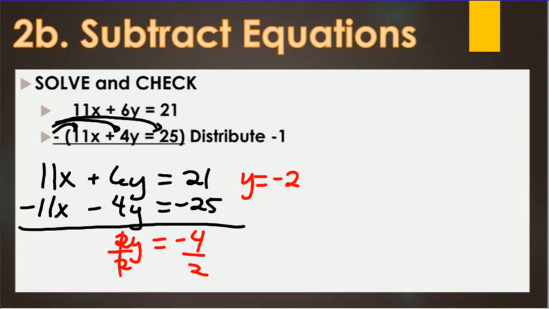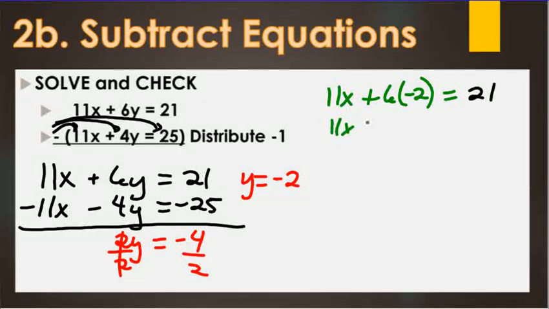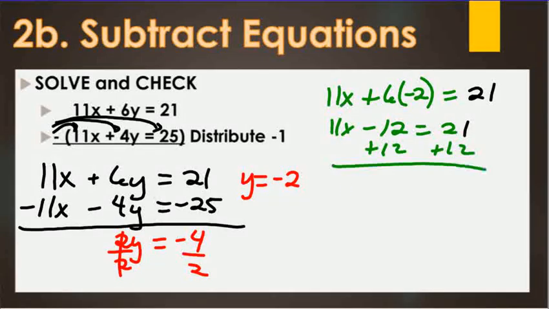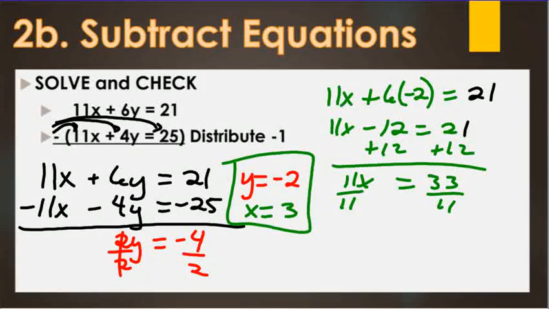And then I got to choose an equation. I'm just going to choose the top one. So 11x plus 6 times a -2 equals 21. So 11x plus or minus 12, because 6 times a -2 is a -12, equals 21. To get 11x by itself, I add 12 to both sides. Get 11x equaling 33. To get x by itself, I divide by 11. X would equal 3. So that would be our answer on that one.